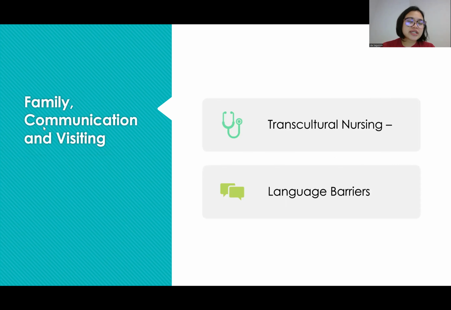So this slide, we've got a slide for family communication and visiting because it's one of the things that we are being encouraged to document about. The main thing about this slide is emphasis on transcultural nursing, specifically with regards to language barriers.